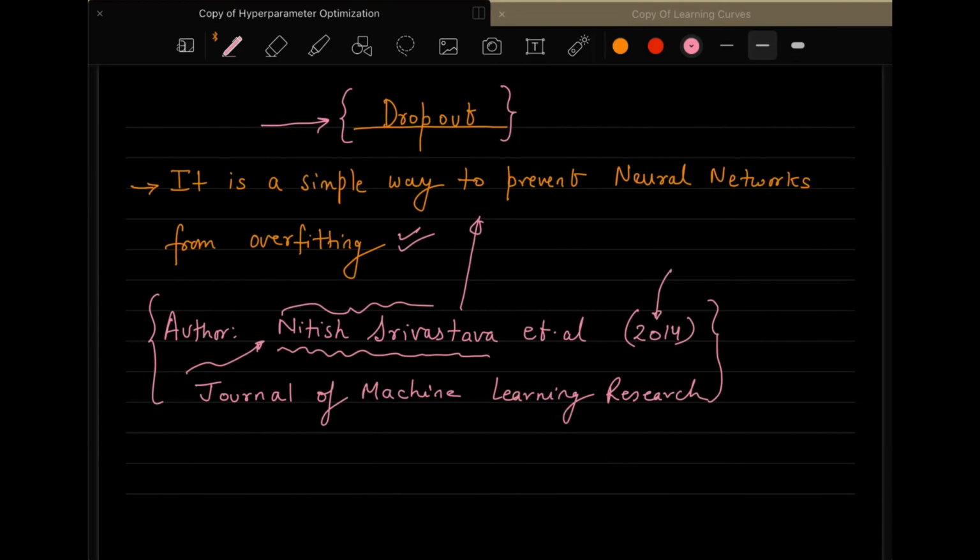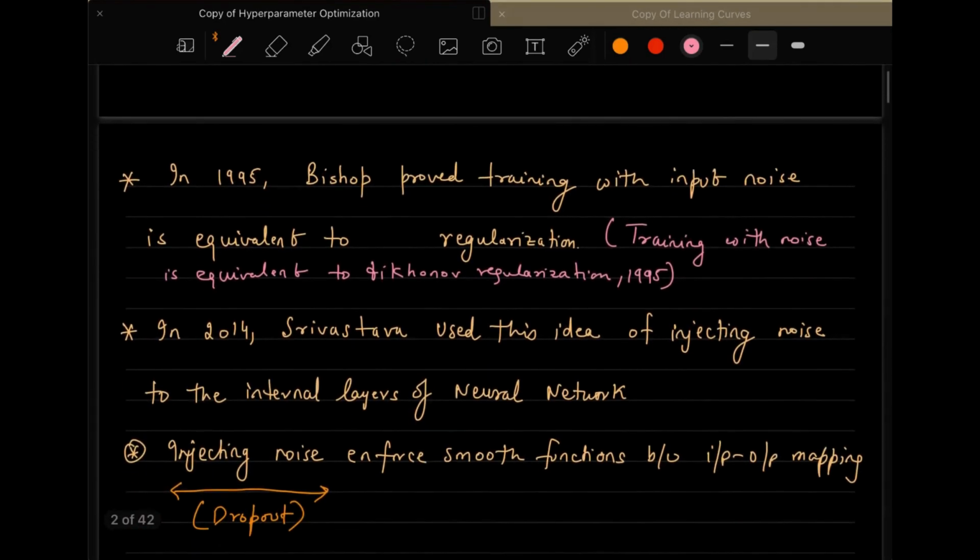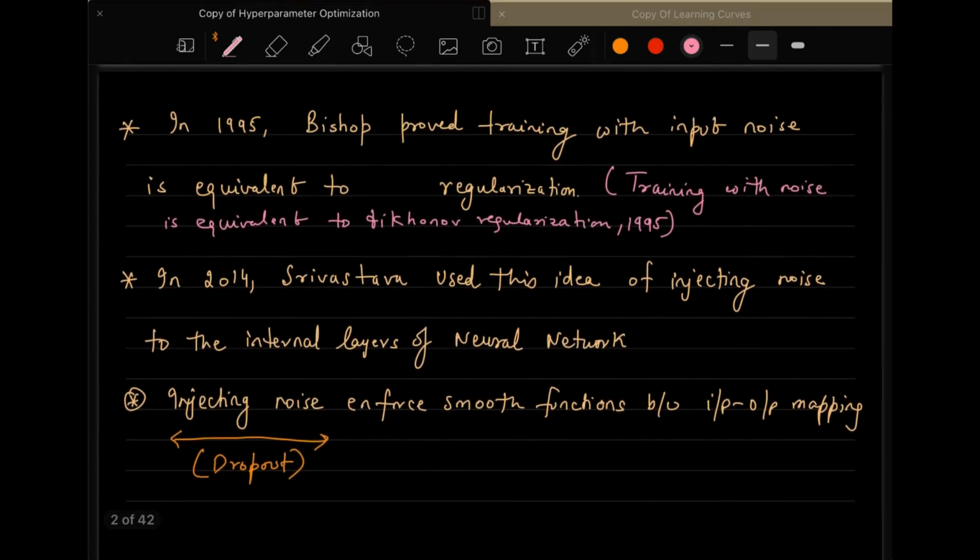Okay, so what Dropout is, let's start with a brief history, like how they got motivated and started this Dropout stuff. So in 1995, there is one guy, Bishop. Actually, he proved that training with input noise is equivalent to a regularization that you are doing. This is what he proved in his 1995 paper. I will list the name of that paper in our coming slides.